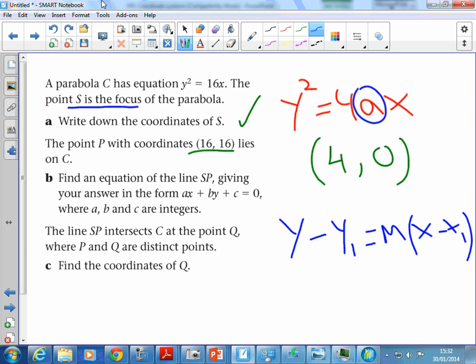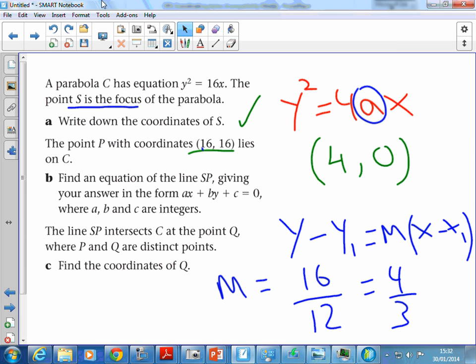Okay, so we need to work out the gradient. Now the gradient is given by the change in y over the change in x. We don't need to write down the whole formula, y2 minus y1 and all that. We just go through it quickly. So it's going to be 16 minus 0, which is 16. So m is equal to 16 over 16 minus 4, which is 12. We can simplify that as 4 over 3.